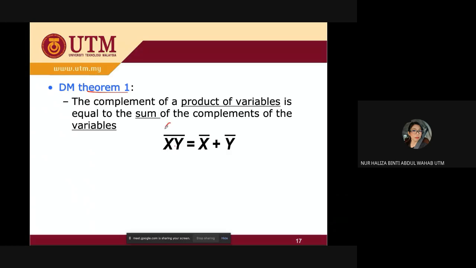It's also similar if you have A, B. This one is a multiplication bar. You're going to simplify it using the first De Morgan's theorem. You will get A bar plus B bar. So as mentioned, X and Y can be replaced with any variable from A to Z.